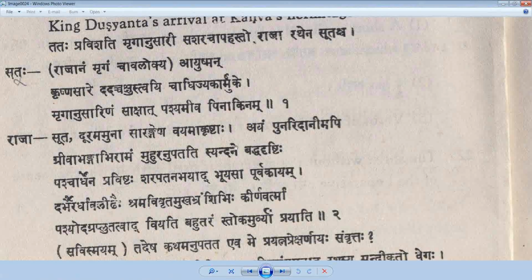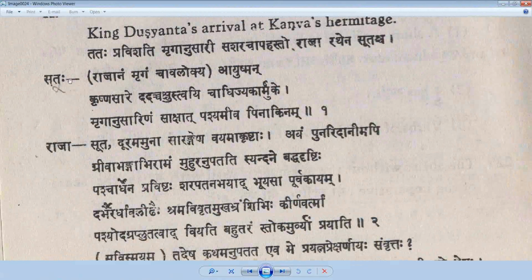Next class, if you want to do some homework, we'll start from this one here. Rajanam mrugam chavalokya. The sutaha is a typo, it should be sutaha, the typo here. So having seen the king and the deer, the sutas, the charioteers, say something to the king. So we'll stop here and continue next time.